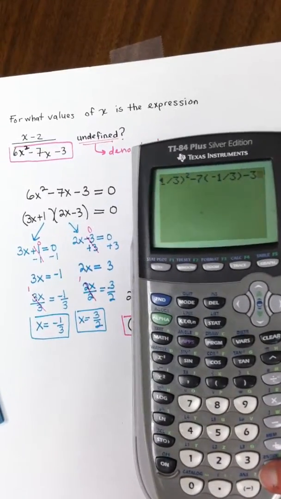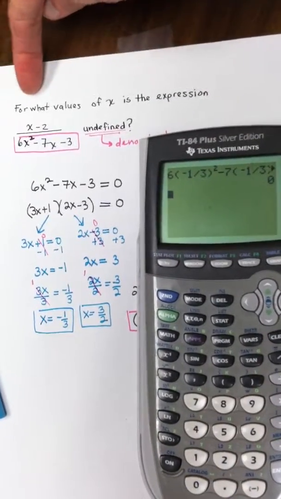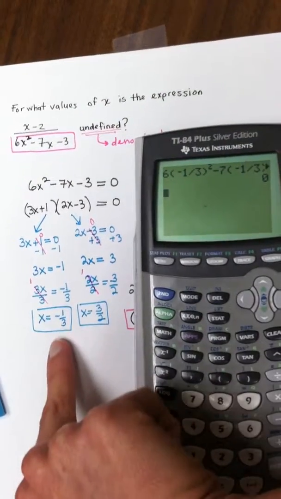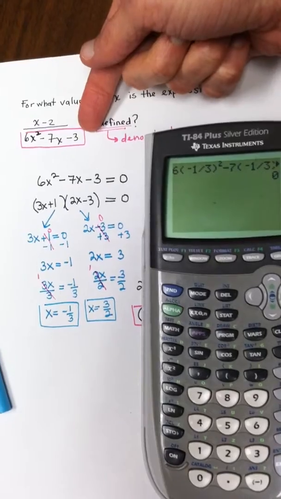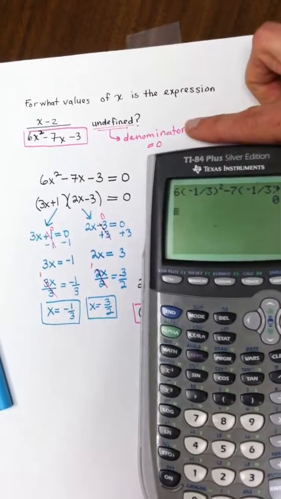So let's see. 0. So when the question asks for what values of x the expression is undefined, if x is negative 1/3, then it's going to make the expression undefined because it made my denominator 0, and we don't want the denominator to equal 0.